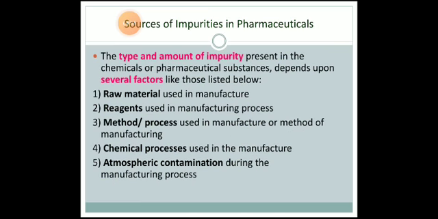In this part, we discuss various sources of impurity in pharmaceuticals. The type and amount of impurity present in a chemical or pharmaceutical substance depend upon several factors: the raw material used in manufacturing, the reagents used in the manufacturing process, the method or process used in manufacturing, chemical process, and atmospheric contamination during manufacturing.